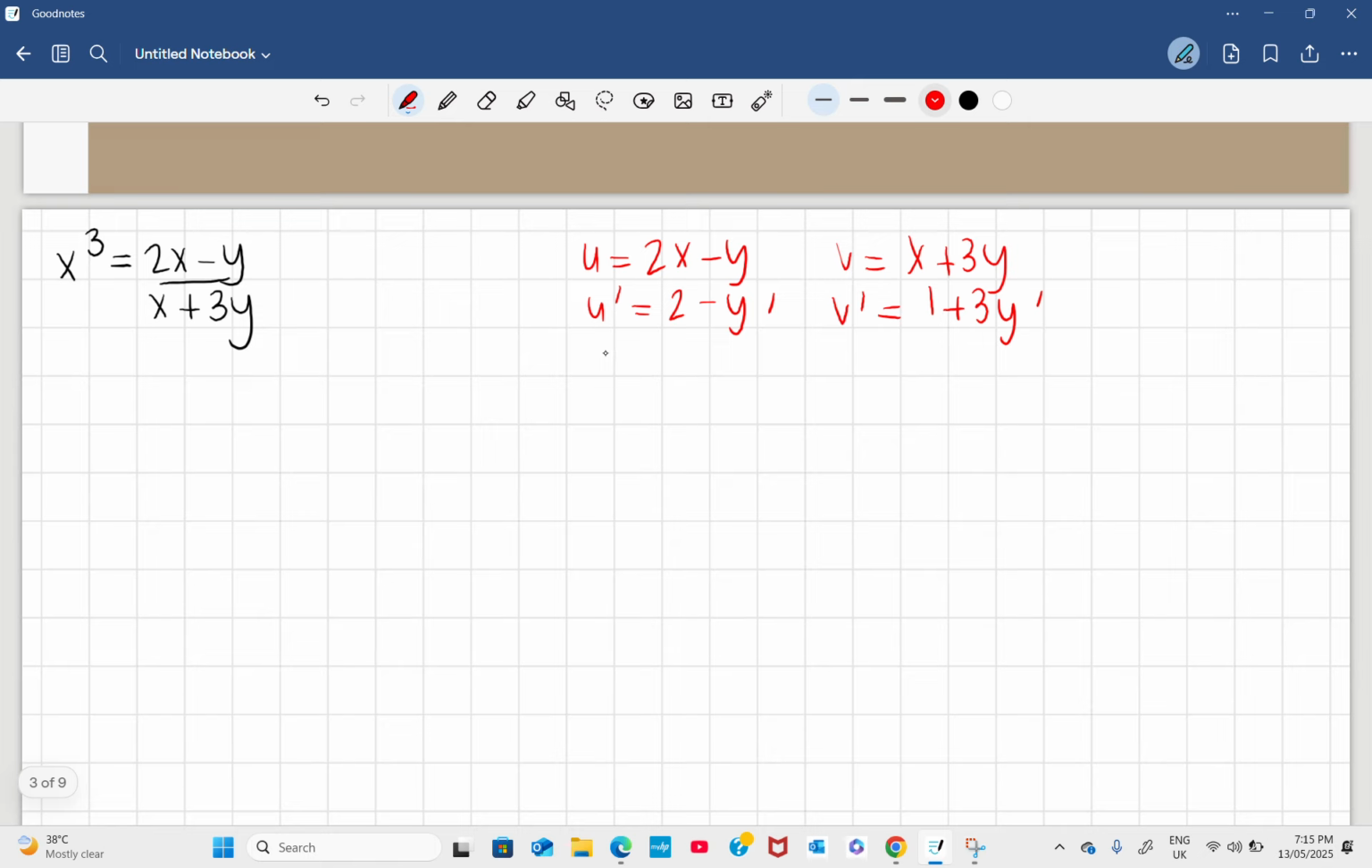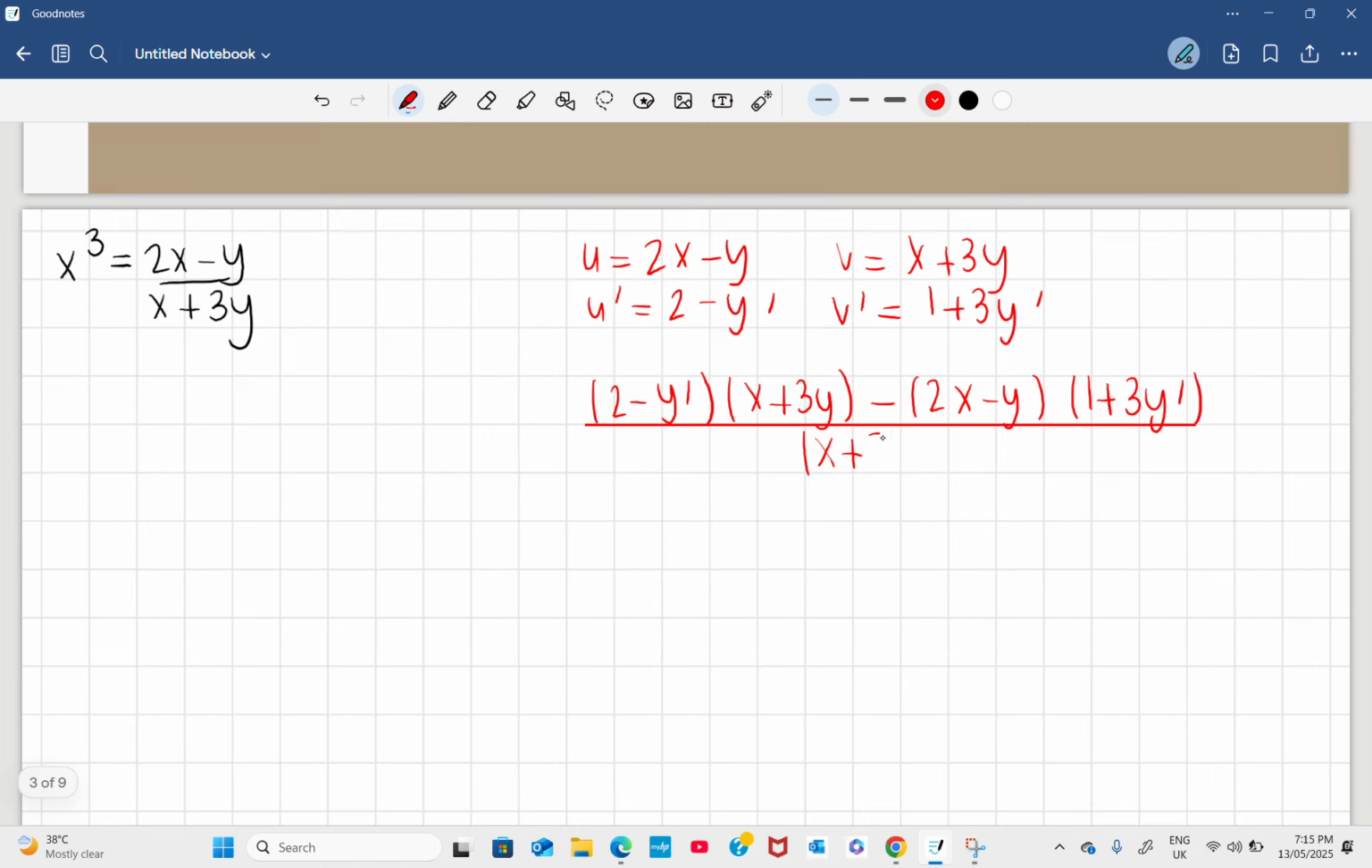Okay, now I'm gonna apply the quotient rule. So I'm gonna do 2 minus y prime into x plus 3y minus 2x minus y into 1 plus 3y prime, all over x plus 3y squared. Okay, and equals to the derivative of x cubed, which is 3x squared. I'm gonna continue solving here.